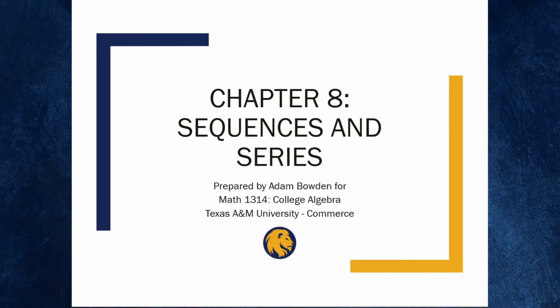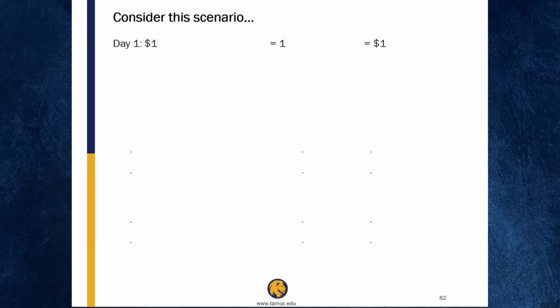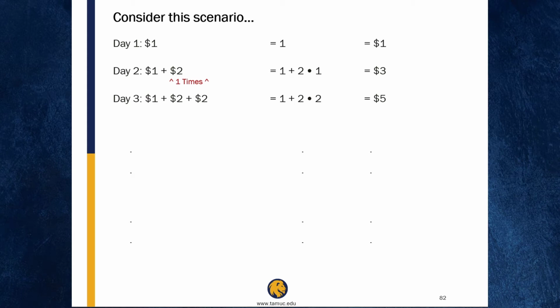In this video, we're going to take a look at a few select topics from Chapter 8, which is about sequences and series. To start with an illustration of a sequence, let's consider this scenario where on day 1, there's $1, and then on day 2, $2 is added in to give a total of $3. On day 3, another $2 is added in, which makes that now $2 added in 2 times, or 1 plus 2 times 2, which would be a total of $5.